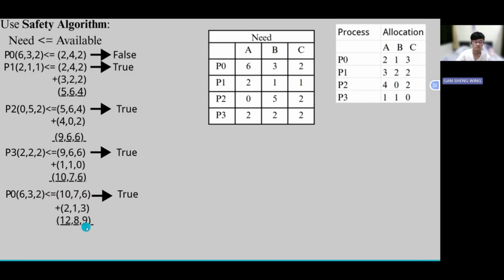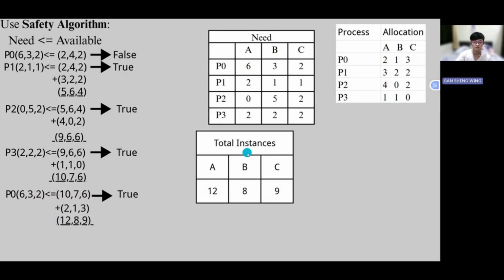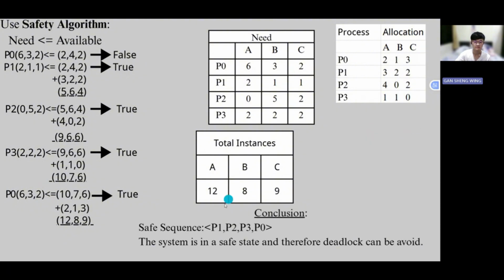This is our final available. It equals the total instances, so we get the conclusion. The safe sequence is P1, P2, P3, and P0. The system is in a safe state, and therefore deadlock can be avoided. Thank you. This is all for my part.